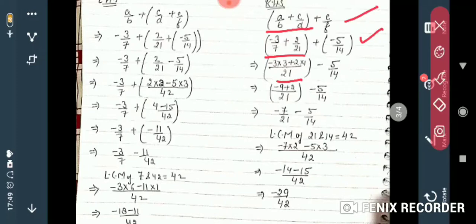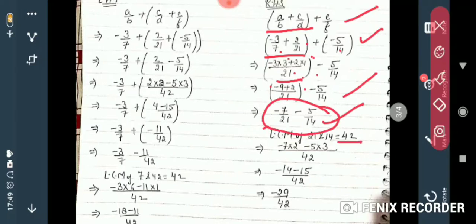Now in the table of 7, how many times does 21 come? 3 times. So minus 3 threes are minus 9. Similarly, 21 ones are 21. 2 multiplied by 1, 2. So minus 9 plus 2, you will get minus 7. Similarly, plus minus 5 by 14. Now you will add both of these.